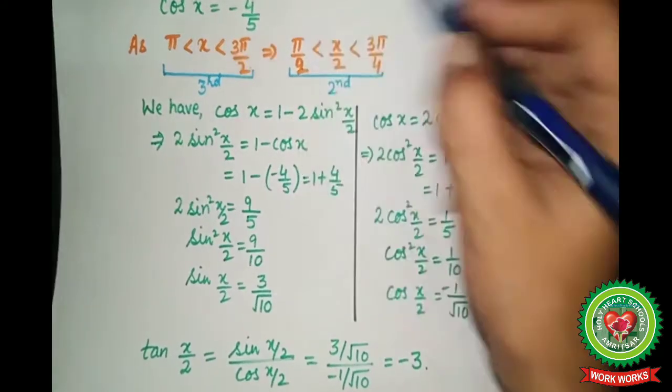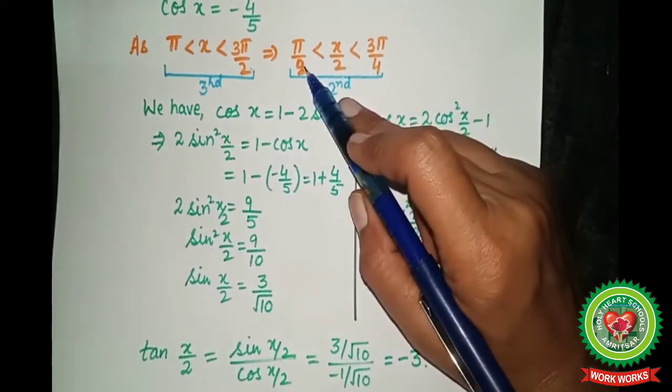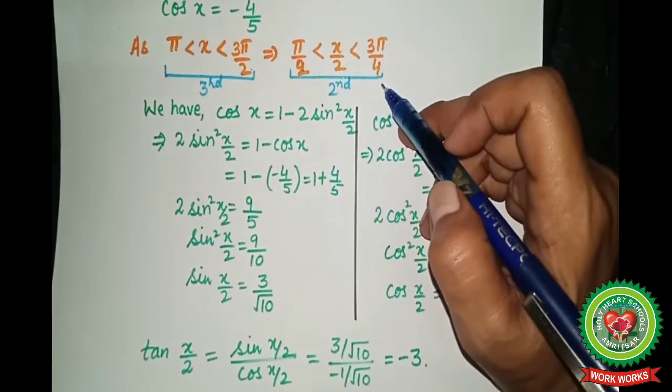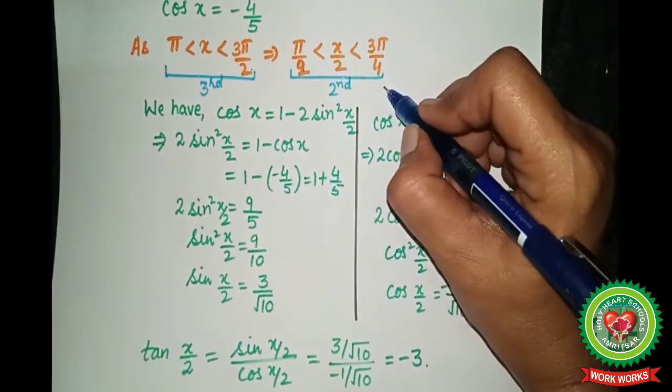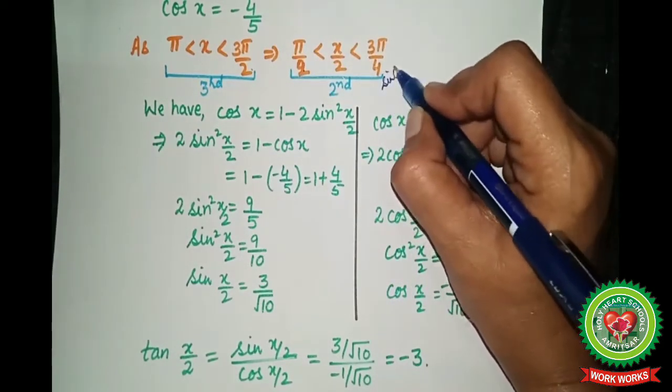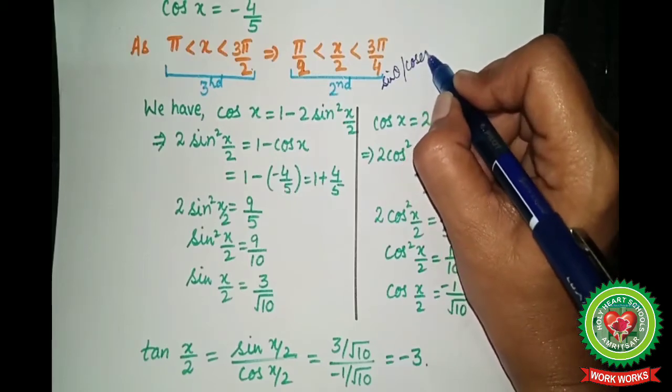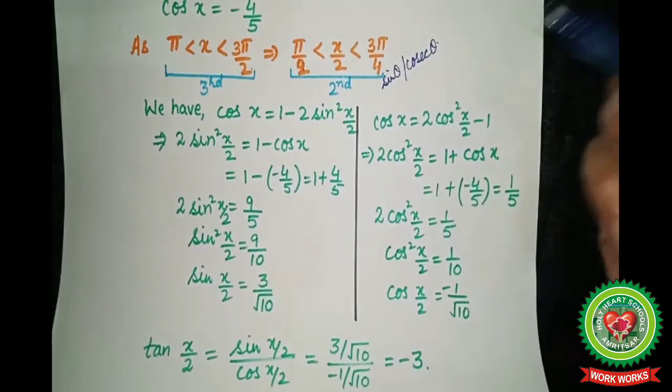Now pi by 2 is 90 degrees. It is greater than 90 degrees but less than 3 pi by 4. So it lies in the second quadrant. In the second quadrant, sine and cosecant theta are positive, all others are negative.